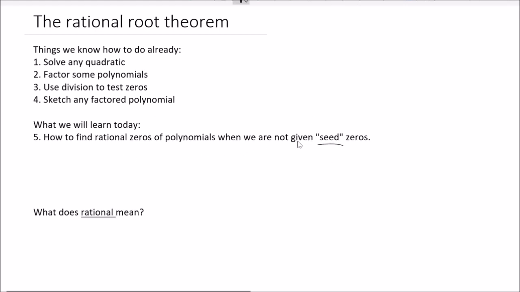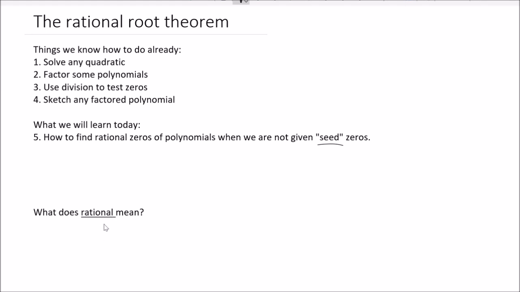And what I mean by that is in the previous video we had an equation, and we were also given some piece of information like 2 is a zero of this function. Then we'd use the 2, we'd reduce down the degree, and we'd proceed. But what about when we're not given that? So before we get into the rational root theorem, we first need to recall, what does rational mean?